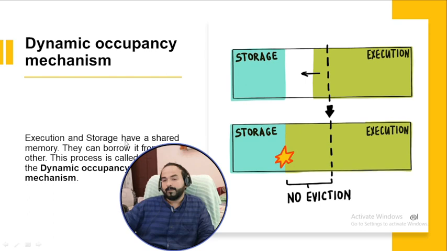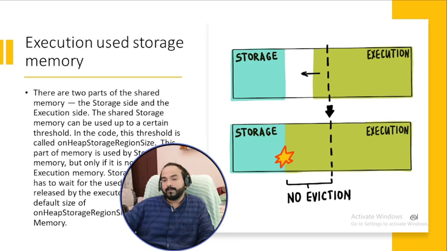Execution and storage have a shared memory. This is what we call shared memory, and they can borrow from each other, and this process is called the dynamic occupancy mechanism. If someone asks you what the dynamic occupation mechanism is, you can say that storage and execution have a shared memory part, and they share it with each other during processing. Okay. So execution uses storage memory. There are two parts of shared memory: the storage side and the execution side.